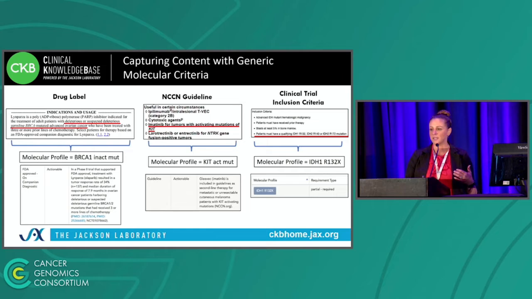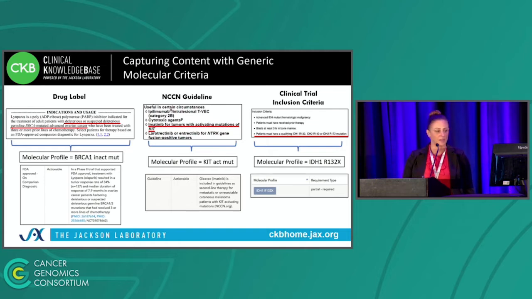When we capture content within CKB, we link a molecular profile, which can consist of one or more variants, to a tumor type, a therapy, and a response. When we look at drug labels, guidelines, or clinical trials, we often see that the biomarkers indicated are typically generic. For example, olaparib is indicated for ovarian cancer patients with BRCA1 or BRCA2 deleterious or suspected deleterious mutations. So in this case, we use a molecular profile of BRCA1 inact mute.